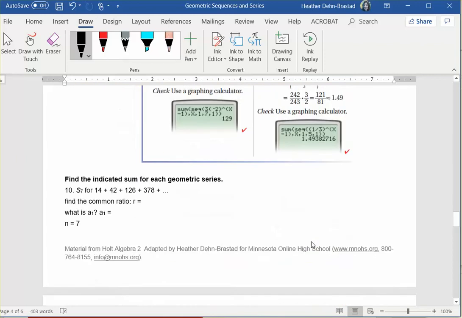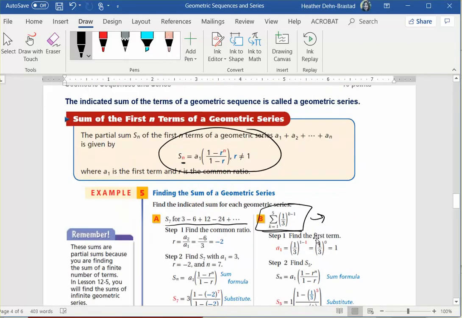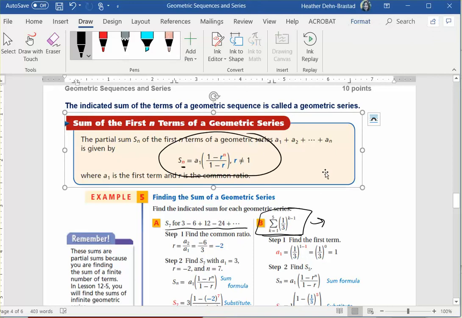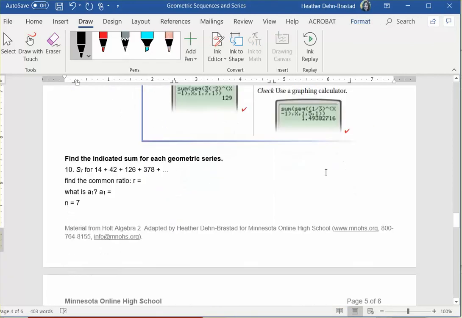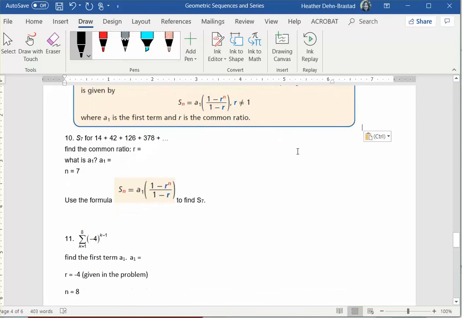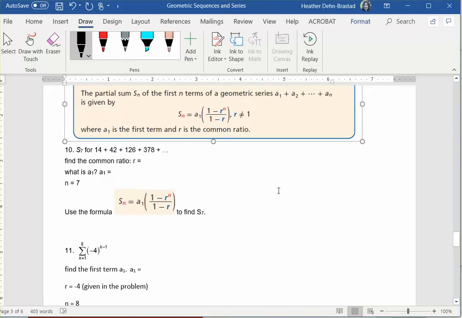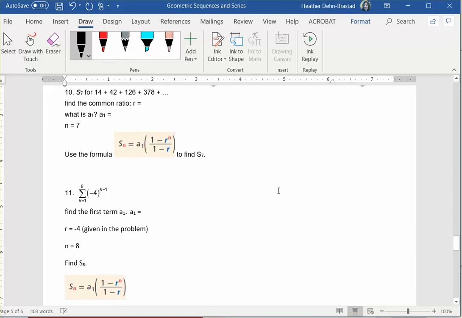Let's do this for number 10. So I'm going to copy this and put it closer to the problem so I can see them both at the same time. All right, so for number 10, it's handy to look at the formula. So we have to find the common ratio. To find the common ratio, you're just going to take one term and divide it by the term before it.